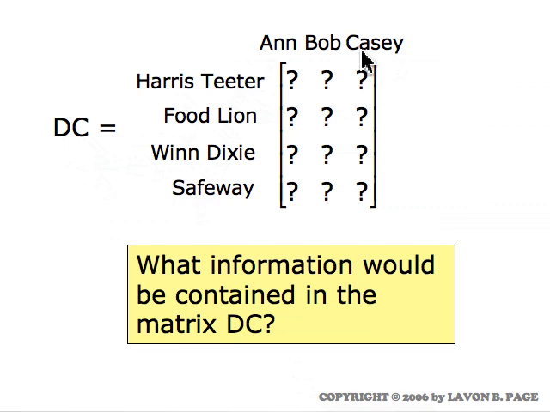When I do the matrix multiplication, for example, the number that goes in this spot right here, row 2, column 3, would be the cost of purchasing Casey's shopping list at Food Lion grocery store. Down here I would have the cost of purchasing Bob's shopping list at Safeway. So let me say that once more. Row labels for the product matrix are the row labels from the matrix on the left. Column labels in the product matrix are the column labels of the matrix on the right.